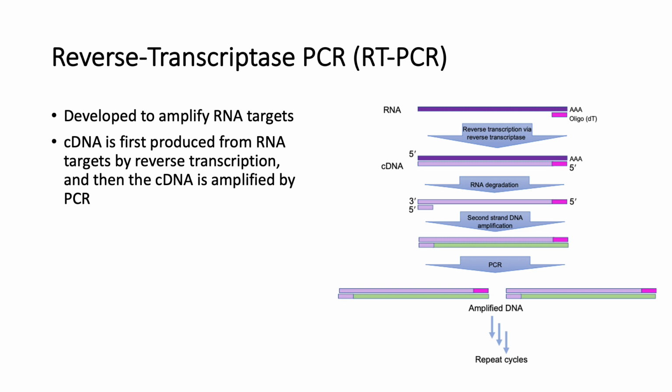Reverse transcriptase PCR, or RT-PCR, was developed to amplify RNA targets. In this process, complementary DNA, or cDNA, is first produced from RNA targets by reverse transcription, and then the cDNA is amplified by polymerase chain reaction. The reverse transcription is accomplished through the action of the enzyme reverse transcriptase.